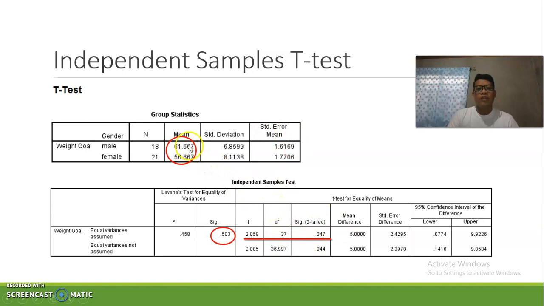If you look into the descriptive table, the mean weight goal of male is higher than female. The mean weight goal of male is 61 kilograms, while the mean weight goal of female is 56.67 kilograms. So again, the male weight goal is higher than the female group.